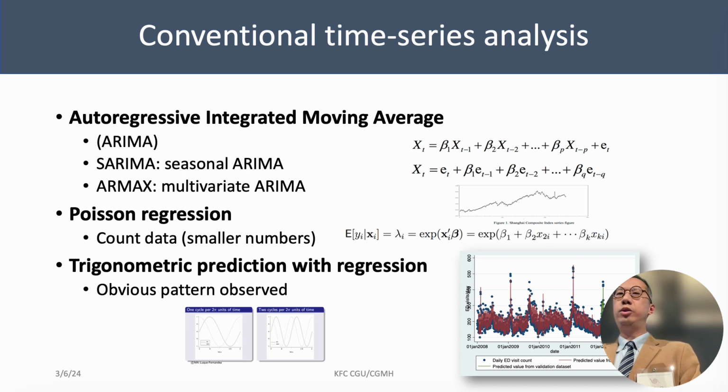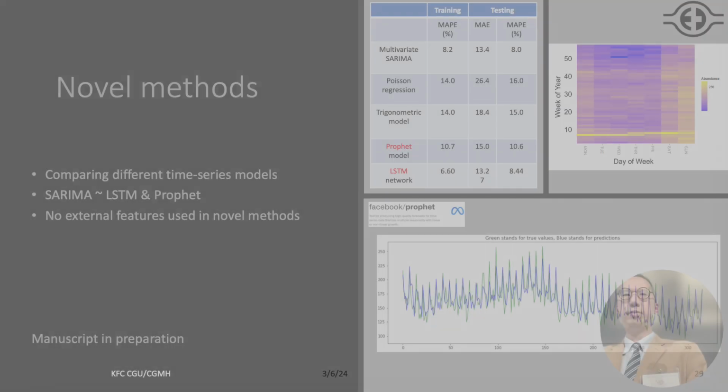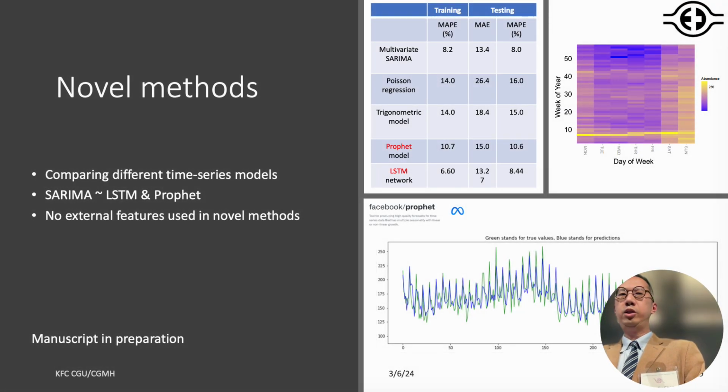Moving back to our methodological approach, we first apply conventional time series analysis techniques, including autoregression and trigonometric predictors, as well as Poisson regression, to forecast healthcare demands. We then explore and compare these traditional methods with newer time series approaches like the long short-term memory network and the Prophet method developed by the Facebook Meta research team. The right-hand quadrant shows these methods' effectiveness in closely following actual visit numbers.